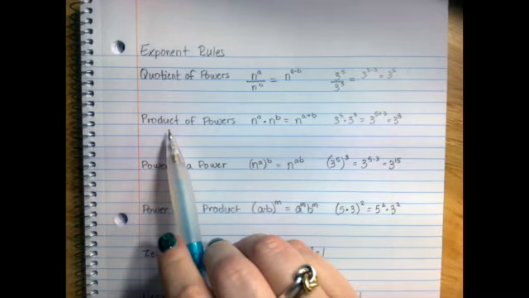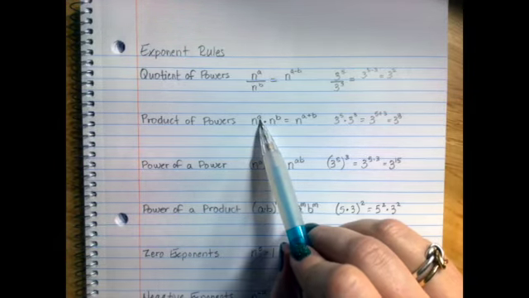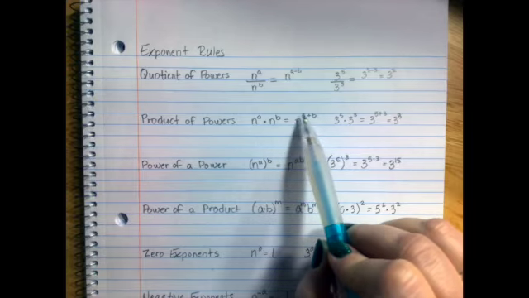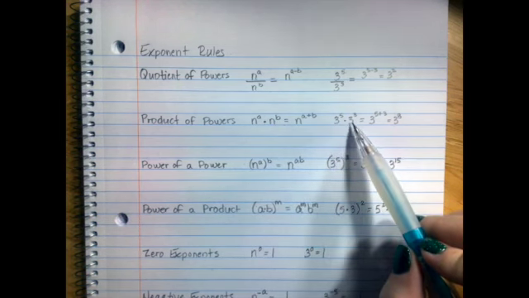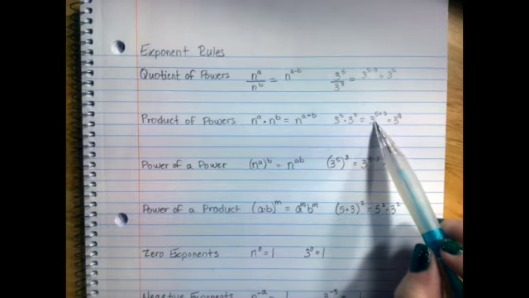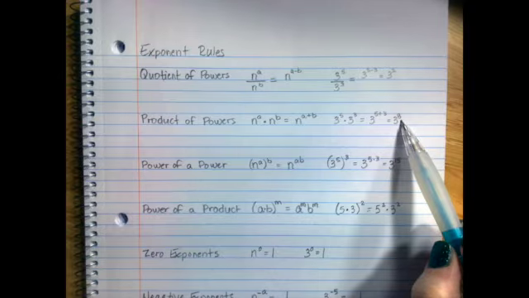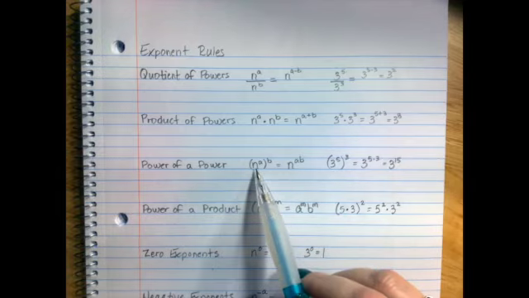Okay, if I'm taking product of powers, some number to the power of A times some number to the power of B means you're going to add the powers together. You're going to leave that number alone, and you're going to add, and you're going to go in the order that's given. So let's say 3 to the 5th times 3 to the 3rd. Well, that means 3 is going to stay the same, and you're going to raise it to 5 plus 3, which is 8.